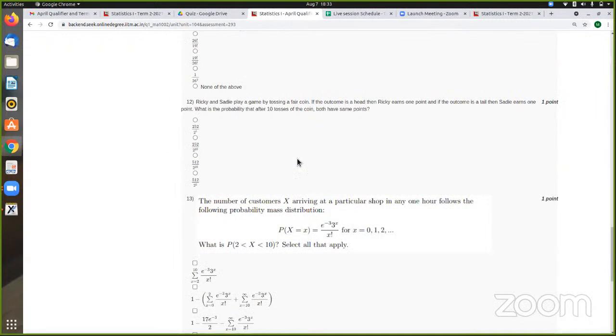Ricky and Sadie play a game by tossing a fair coin. If the outcome is head, then Ricky earns 1 point, and if the outcome is tail, then Sadie earns 1 point. What is the probability that after 10 tosses of the coin, both have the same points? Tell me how you have solved this problem.